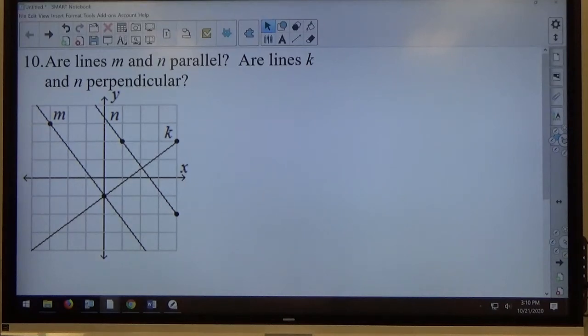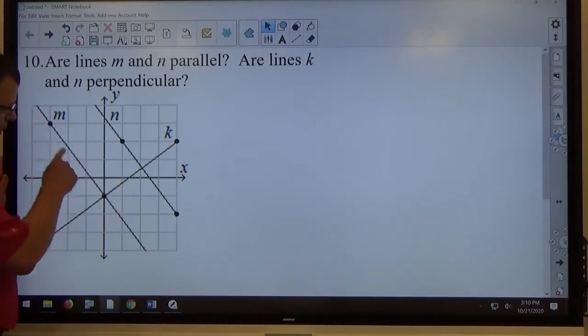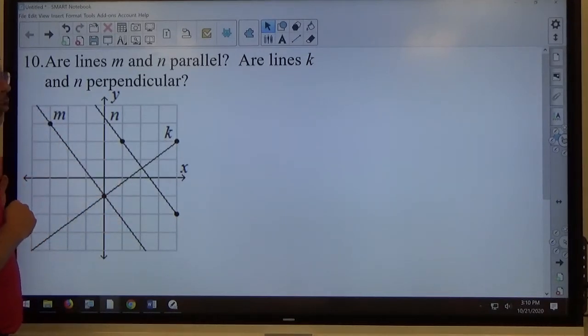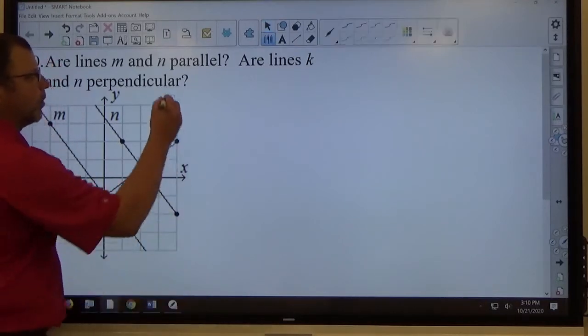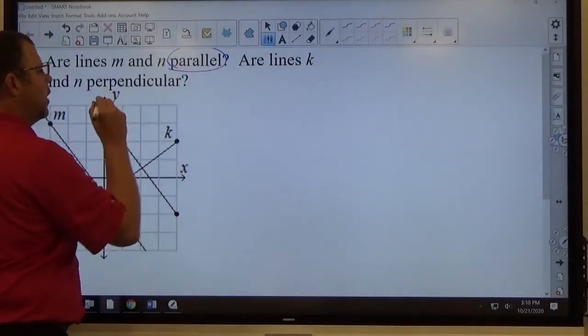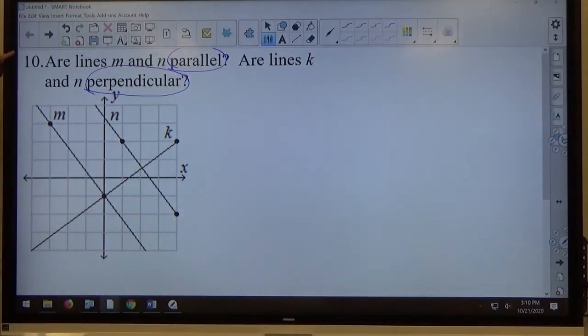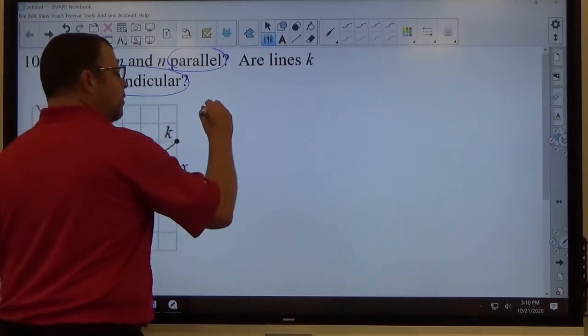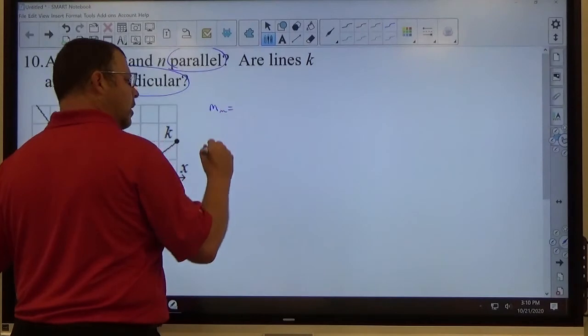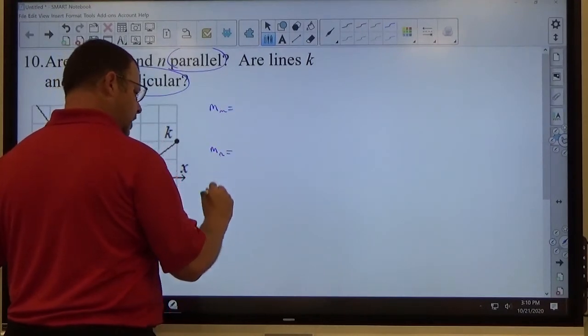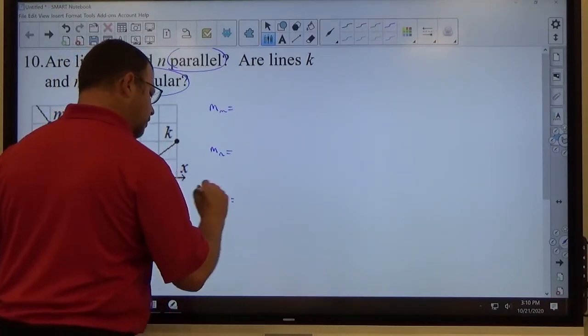Moving on to number 10, it says are lines M and N parallel or lines K and N perpendicular. You can see the lines are marked with points, and the points allow us to find slopes. We know parallel slopes are equal to one another, and perpendicular slopes are opposite reciprocals of one another. So if they're asking me questions about parallel or perpendicular lines, and I can find slopes, I'm going to use slopes to do this. So I want to know the slope of M, the slope of N, and the slope of K. That's the first thing I want to do on this problem.